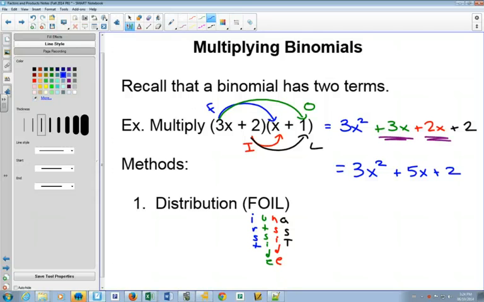So what always happens when you're multiplying two binomials with just one variable, often just an x, is that the first term is always what happens from multiplying the first ones. And the last one is always what happens when you multiply the last ones. And the outside and the inside always get combined in the middle term.